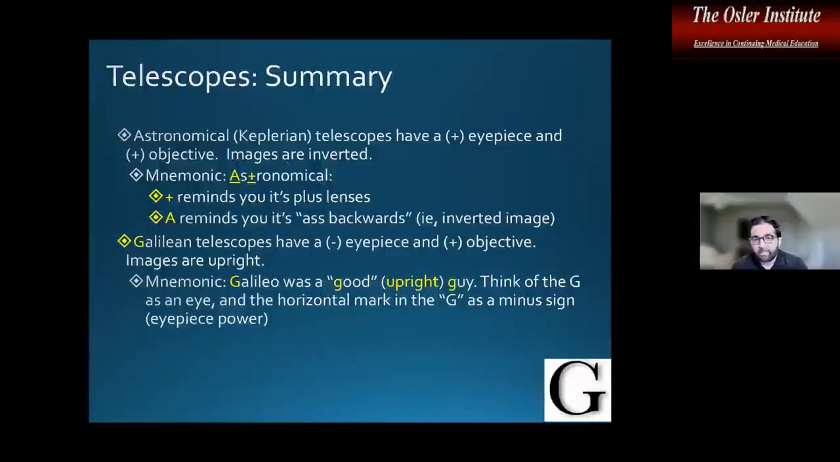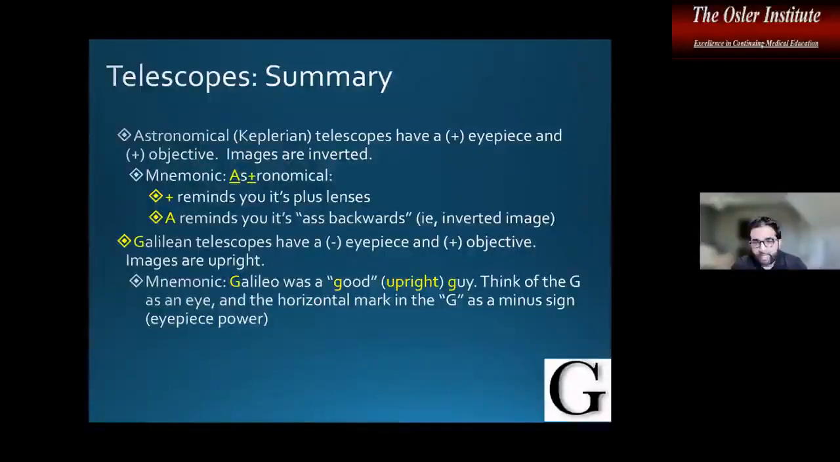So if you think of the mnemonic here for astronomical and think that the plus sign is instead of the T, that's going to remind you that it's going to be two plus lenses that are put together. The A reminds you that it's going to be an ass backwards, aka an inverted image.